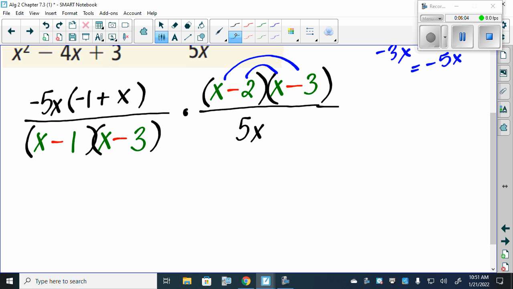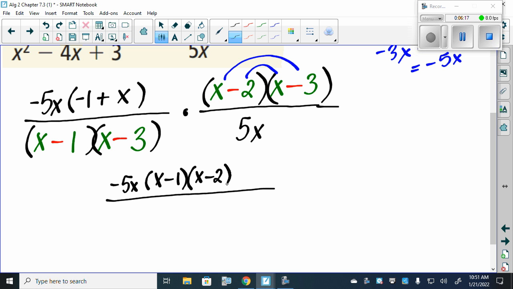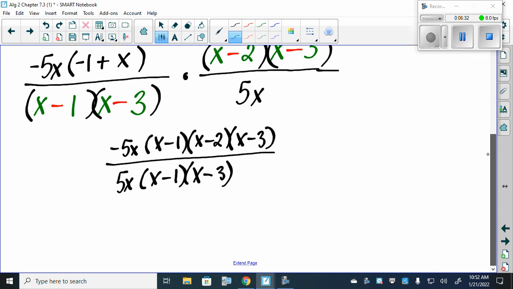So we have everything factored, and we can multiply it together. So on top, we'll have the negative 5x times x minus 1 times x minus 2 times x minus 3. On bottom, we'll have the 5x times x minus 1 and x minus 3. What simplifies on top and bottom?